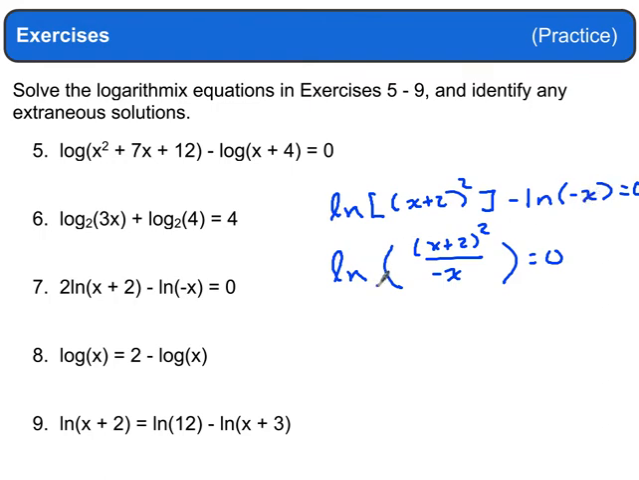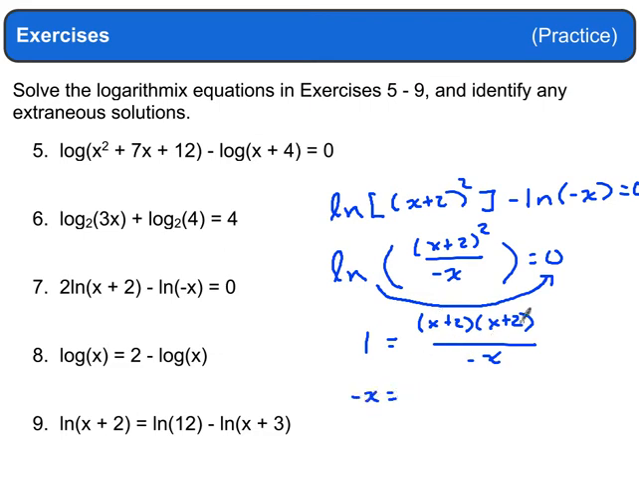So now we scoop our e over. E to the 0 power, anything to the 0 power is 1. That's going to equal x plus 2 times x plus 2, just to make that note, over negative x. We can multiply negative x on both sides, so you get negative x equals, and if we multiply our numerator at the same time, you get x squared plus 4x plus 4. You add x to the other side, so you get x squared plus 5x plus 4.